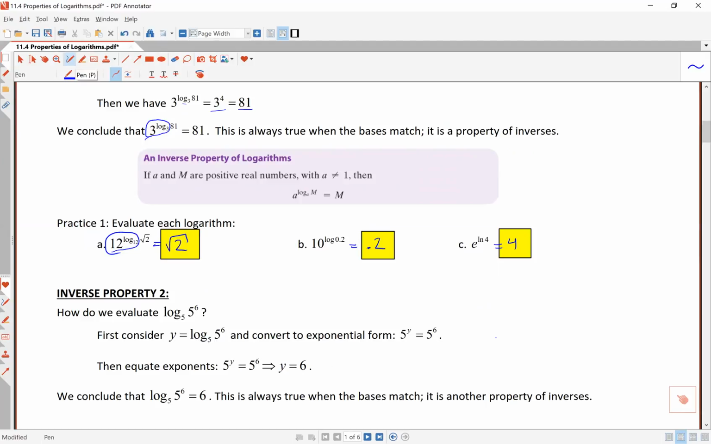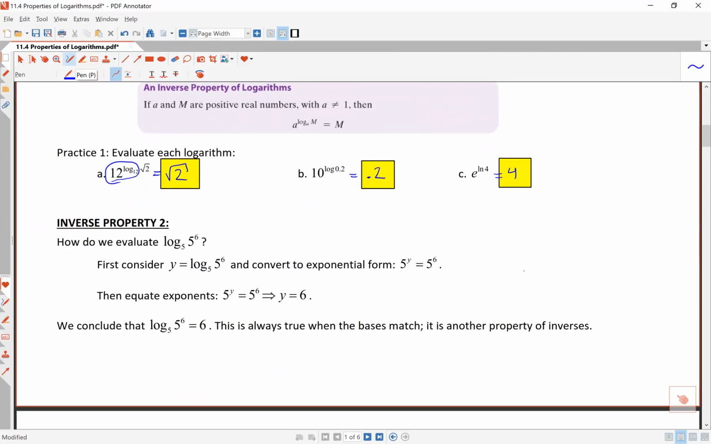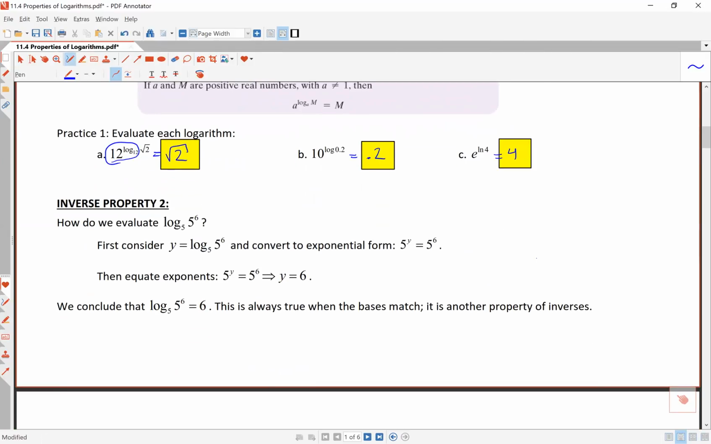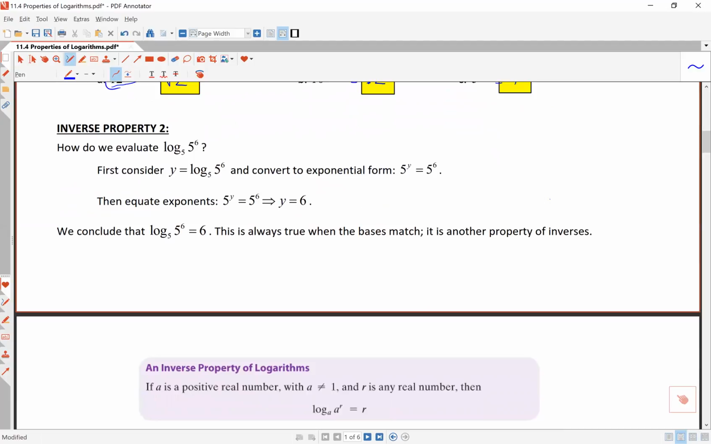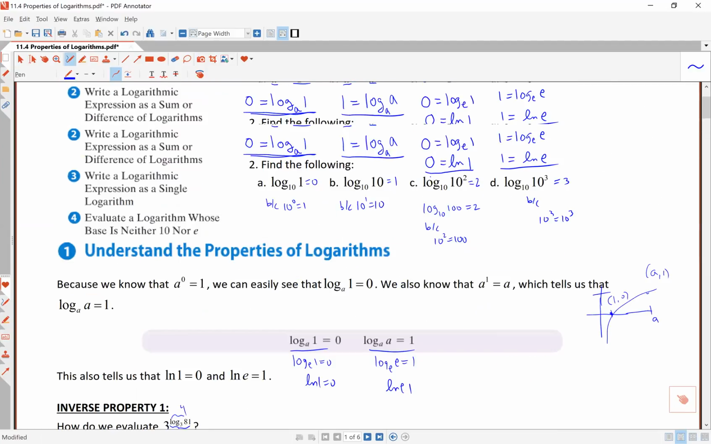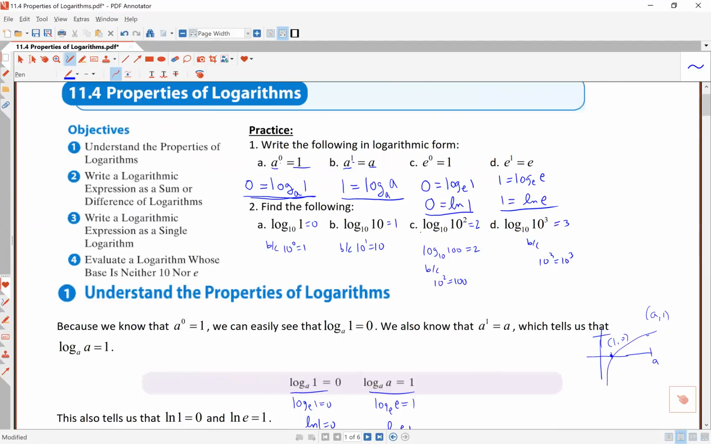Inverse property 2. What if we apply the log first of an exponential expression? These should also undo each other because they're inverses. So how would we evaluate log base 5 of 5 to the 6th? Let's remind ourselves that we did 2 practice problems, C and D, like those. Log base 10 of 10 squared came out to be 2. Log base 10 of 10 cubed came out to be 3.